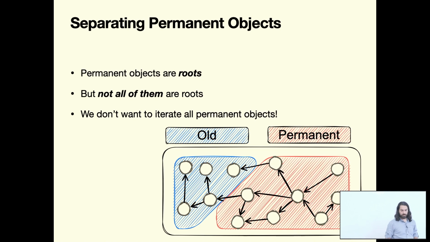But the thing is that not all of them are roots. So actually, I don't want to store all of these guys. I just want to store these guys. Because if I have to iterate all of these guys to know which old objects I need to collect, then actually I didn't win anything. So that is the worst case scenario. If all of the permanent objects are roots of the old space, then we didn't win anything.